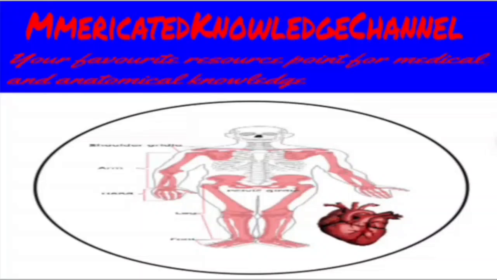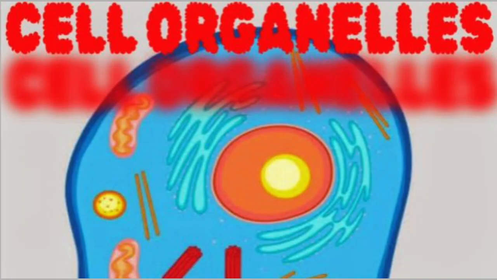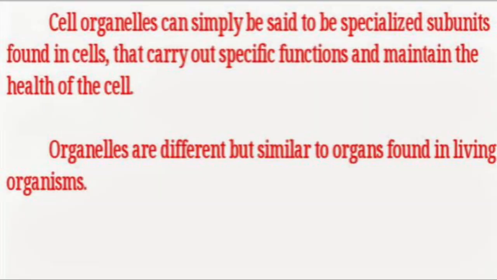Today, we will be looking at a very important topic: cell organelles. Organelles, while having similarities to organs, differ from organs. The similarities lie in the fact that organelles are parts of the cell performing specific functions just as organs are to the body. In cell biology, organelles are specialized subunits usually found within the cell that perform specific functions and are important to ensure the health of the cell.